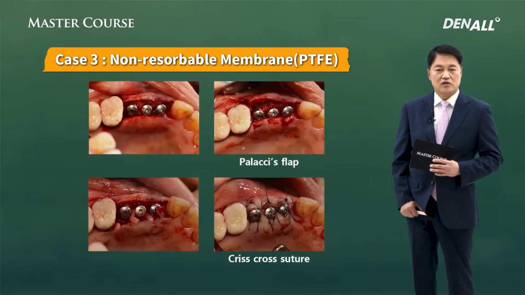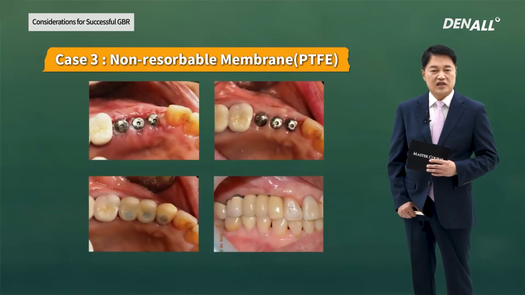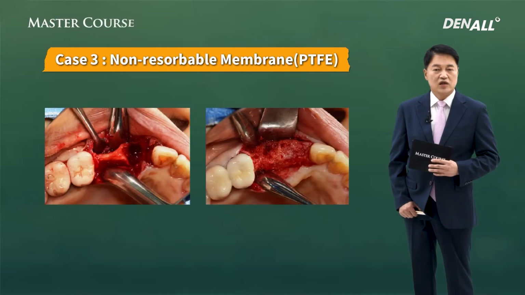This is how I did the treatment. I formed Palacci flap and did crisscross suture, and after that, prosthesis was delivered. As you can see, before GBR and after GBR, it was very difficult to place the implant here, so GBR was done appropriately, and now we can see that there's no problem in placing an implant.